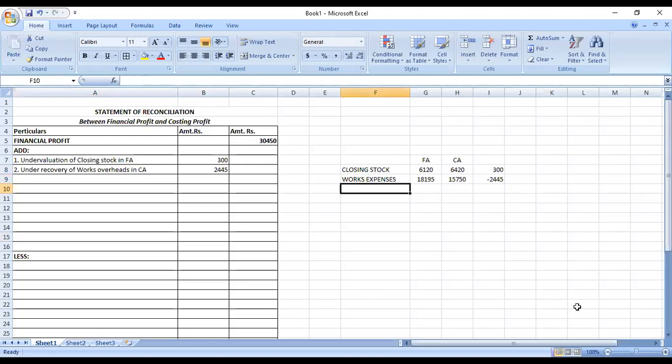Selling expenses. Selling is financial accounting में कितना दिया? 10,650. और यहाँ पे कितना दिया है? See the adjustment number C. Selling and administrative expenses were charged at 10% of sales. अभी 10% of sales देखो. What is the amount of sales given? 1,12,500. उसका 10% कितना आएगा? 11,250.